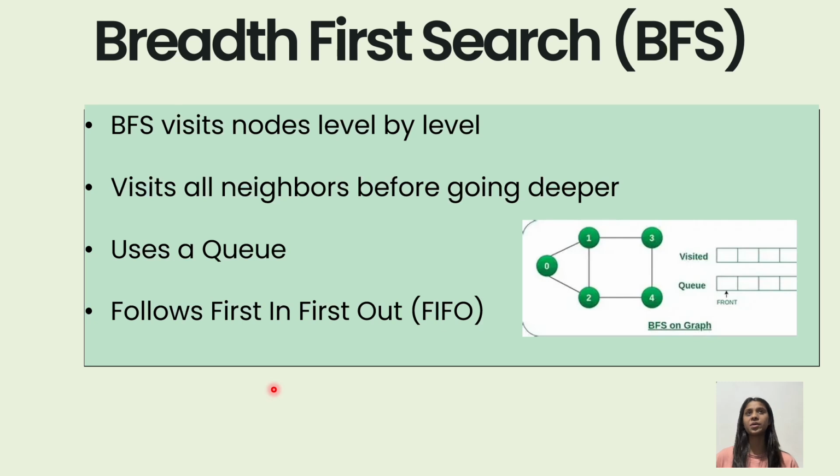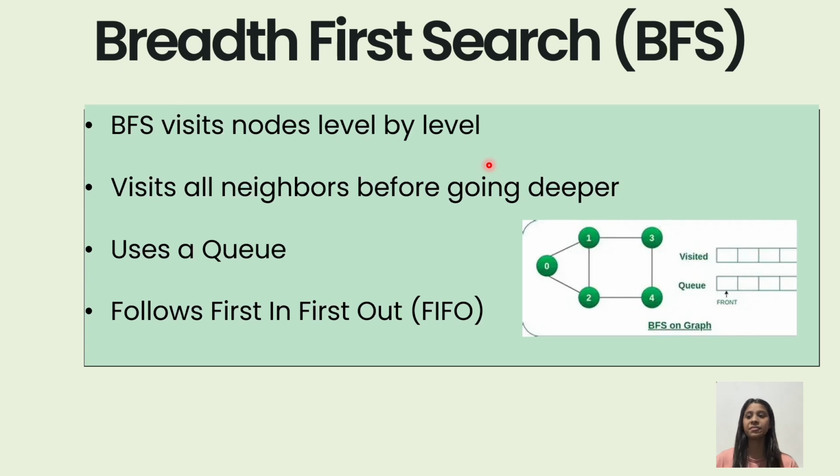So the easiest way to remember BFS is like checking your surroundings first. Imagine you're in a new place. First, you look at everyone around you and then you move further away. That's exactly how BFS works. It goes level by level. This is an important thing you need to remember when it comes to BFS. It goes level by level. That means it visits all the nearby nodes first and then moves outward.